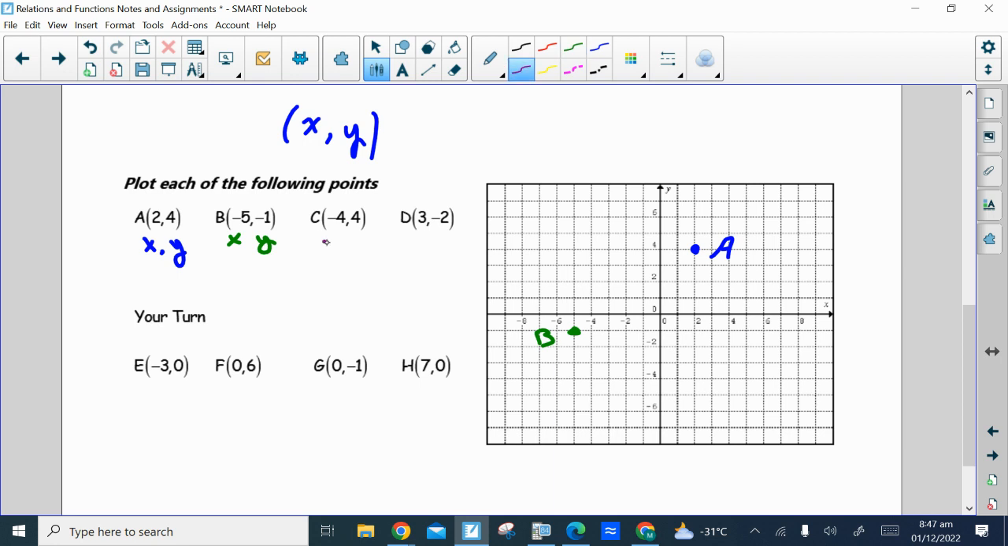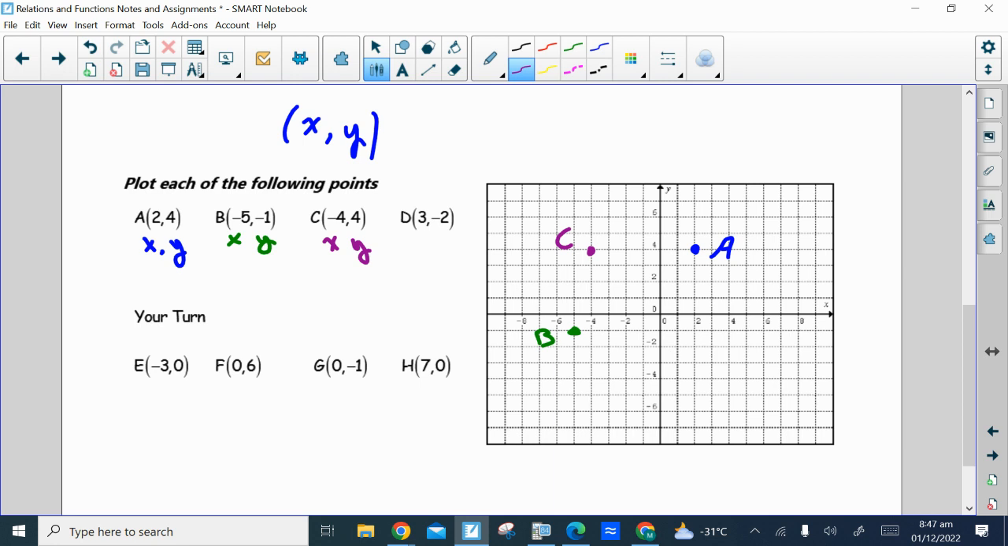Point C, again, the first number is the x value, the second number is the y value. It's alphabetical. X comes before Y in the alphabet. If X is -4, that means we're going to start by going 4 to the left. And Y is +4, that means we're going to go up 4. So again, there's two numbers there. There's two movements we make, but it's only a single point. It just takes two movements to get there.